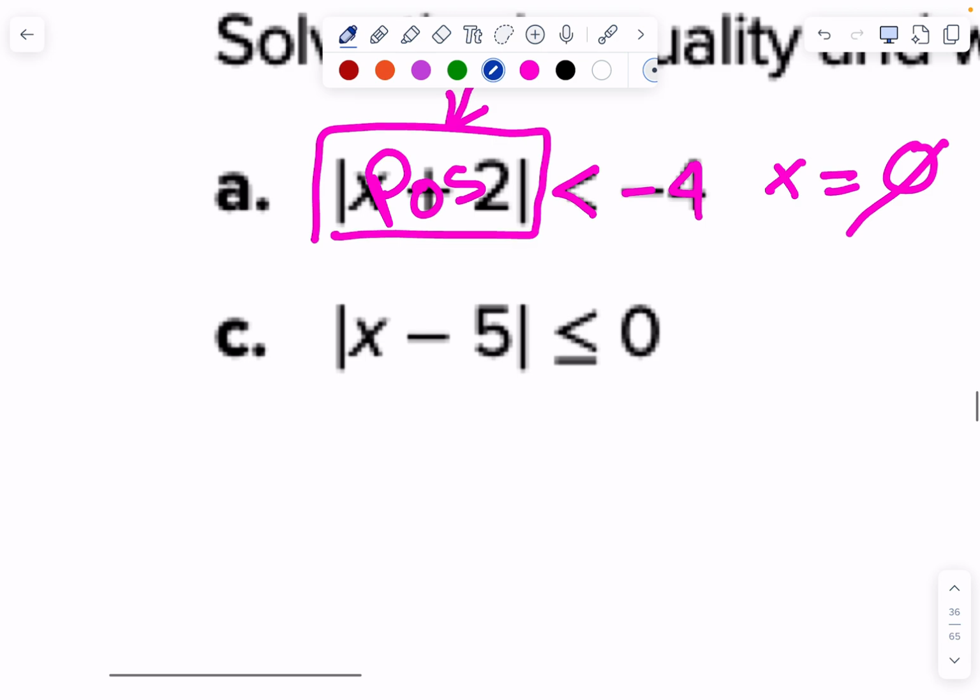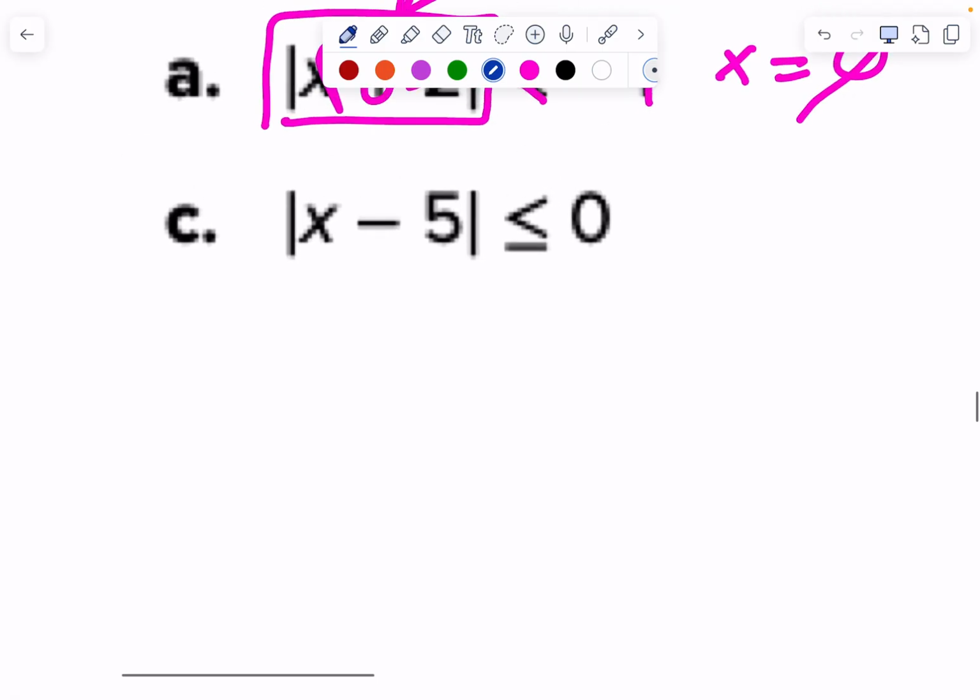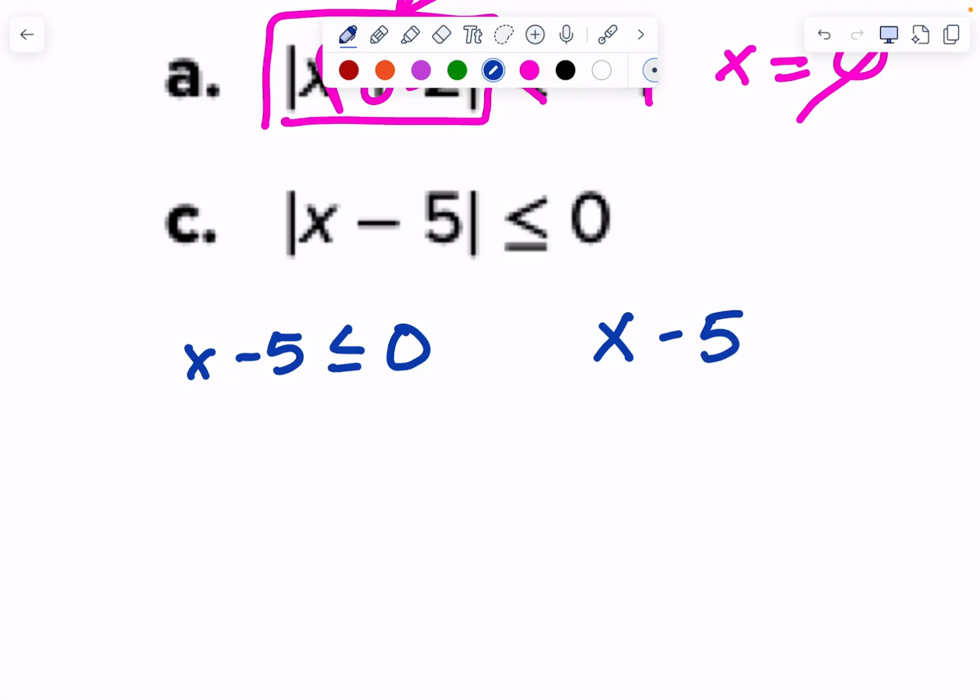Okay, this one, less than or equal to 0. It could be 0. Can it be less than 0? No. But can it be equal to 0? Yes. He will only be equal to 0 if x equals 5. Well, he could be positive. x minus 5 less than or equal to 0 is how you would set it up.